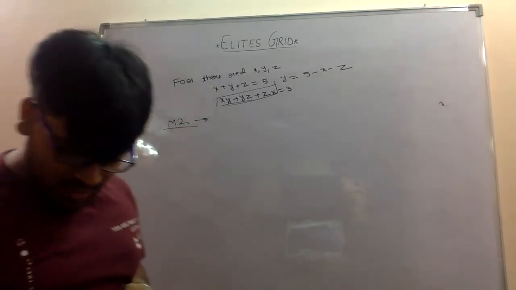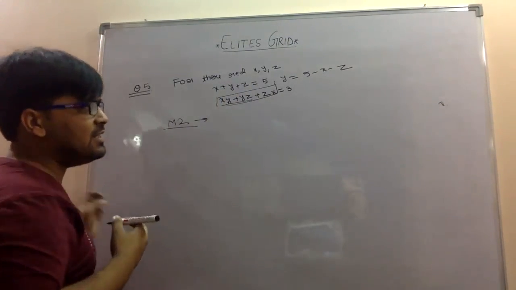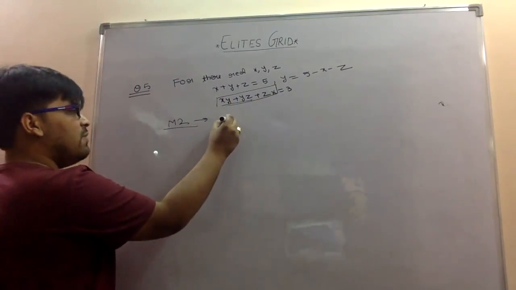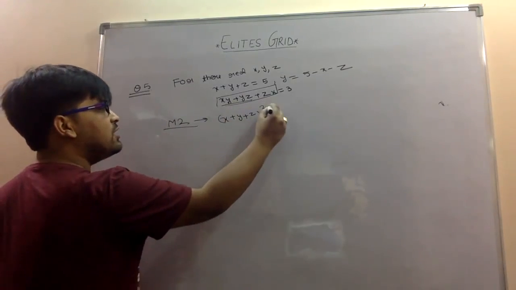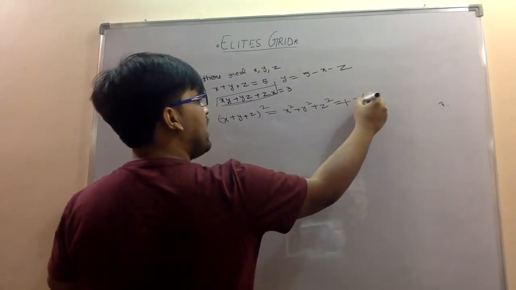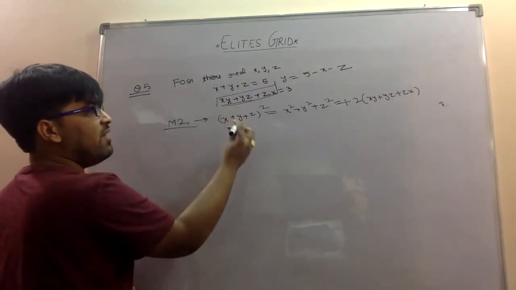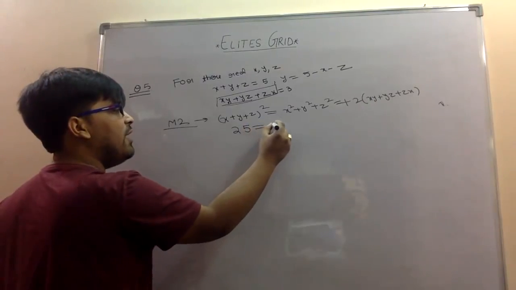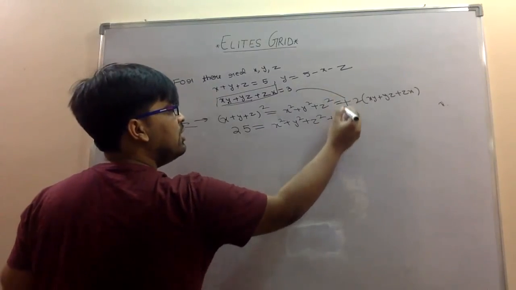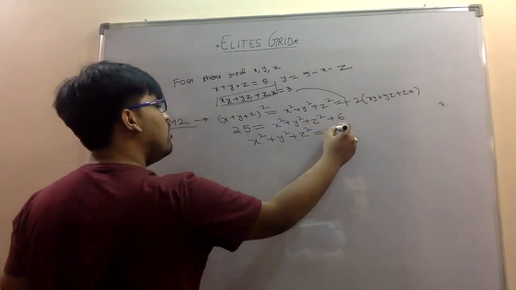In method 2 we can also apply Cauchy theorem here. What is Cauchy theorem? Cauchy theorem का यूज कैसे कर सकते हैं? We know that x plus y plus z is equal to 5, ठीक है, and xy plus yz plus zx is given as 3. So represent this: x plus y plus z whole square is nothing but x square plus y square plus z square plus 2 times of xy plus yz plus zx. Now x plus y plus z is given as 5, so it will become 25. 25 is equal to x square plus y square plus z square plus 2 into 3, that will be 6. So x square plus y square plus z square is equal to 19.